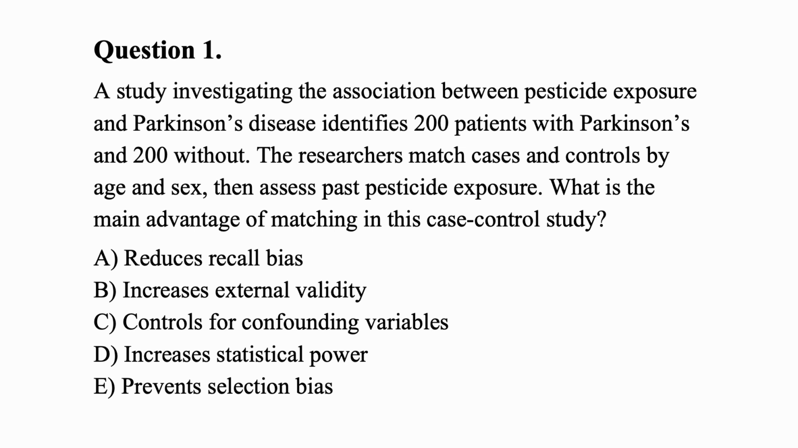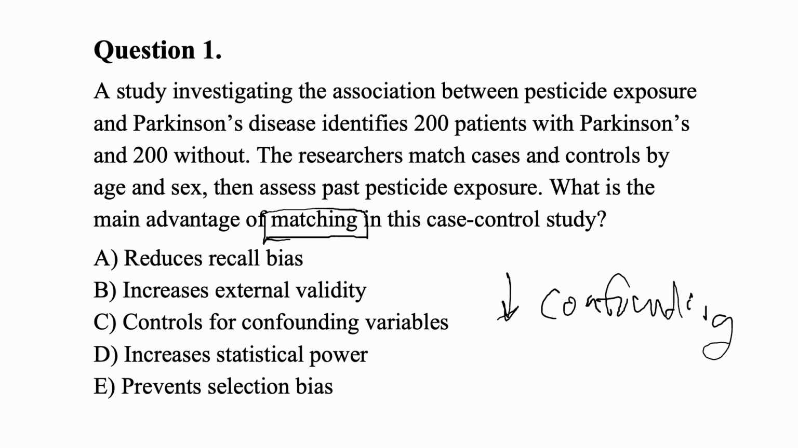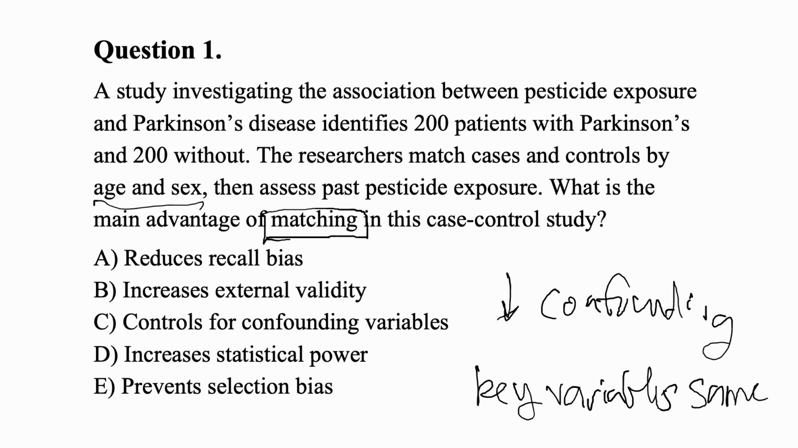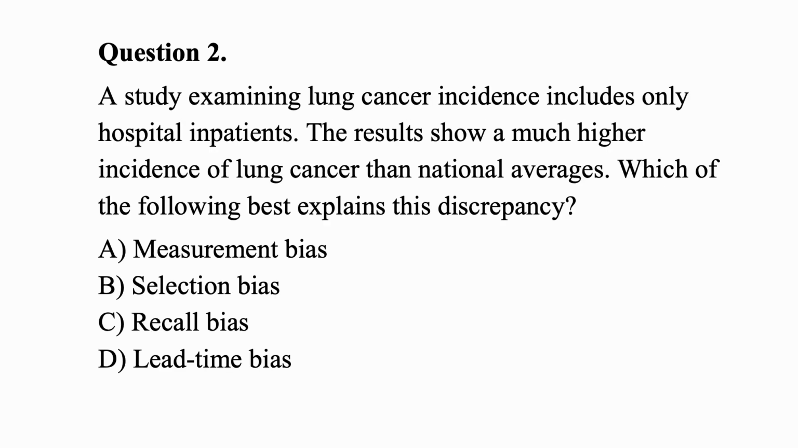So the main thing that this question is asking is, what is the role of matching here? And the reason that we match is that we want to reduce confounding, because we want to keep key variables the same, and that includes things like age and sex. So that would be C. We are matching to control for confounding variables.